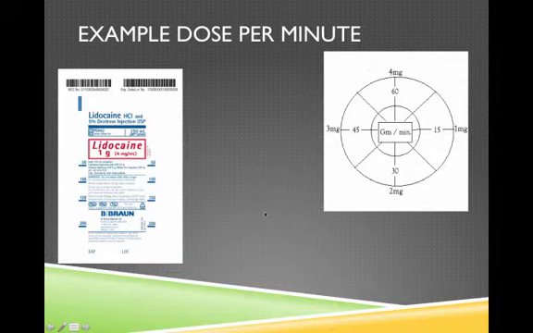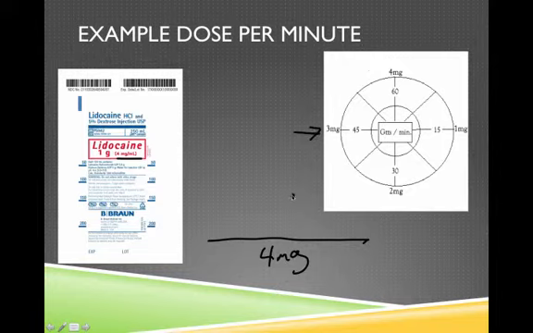So, with this drug over here, the concentration strength of 4 milligrams per milliliter, I would like you to administer 3 milligrams per minute. So 3 times 60 divided by 4. So 3 times 60 is 180. And if we divide that by 4, we are going to get 45.